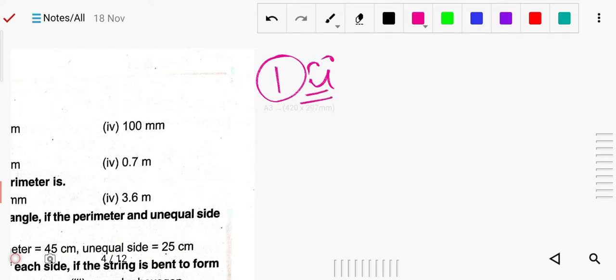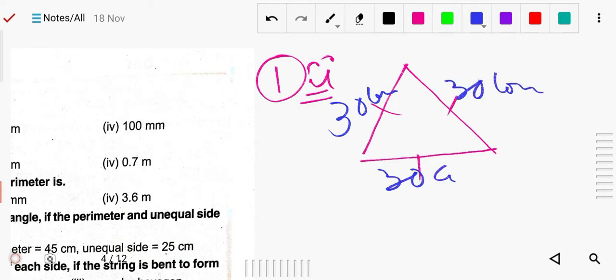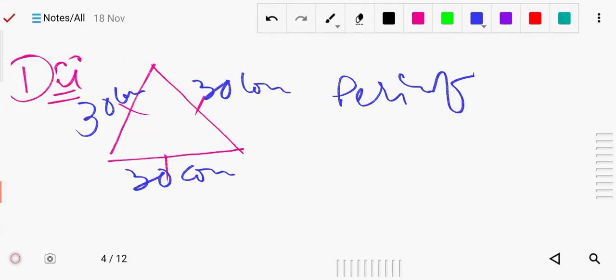So which type of triangle is this? Equilateral triangle means all the sides will be equal, all three sides will be equal. In an equilateral triangle all three sides are the same. So the first side is given 30 centimeter, so another will also be 30 centimeter, and this side also will be 30 centimeter. Now we can find the perimeter of the equilateral triangle.